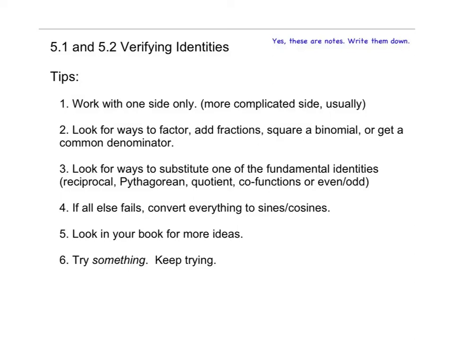We're going to look for ways to substitute one of the fundamental identities, and if all else fails, convert everything to sines and cosines and go back to step number one. There's some ideas in your book, but bottom line, try something. Keep trying. There have been identities that I have gotten to the bottom of the page and realized I didn't have it and had to start all over. Okay? That's typical. It's a puzzle. Don't get discouraged.